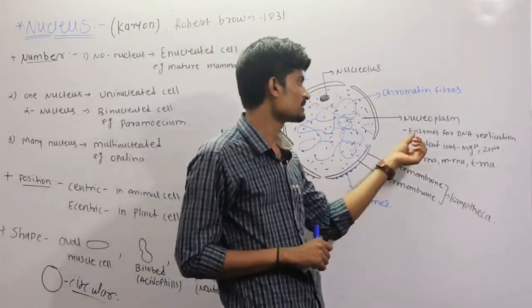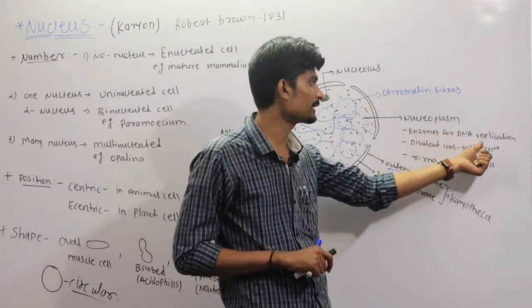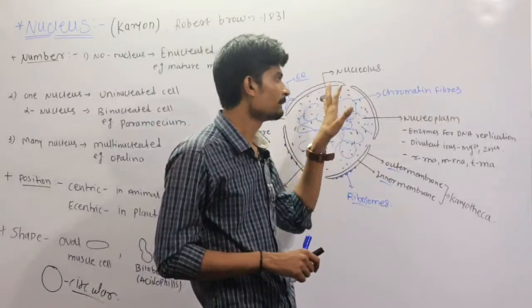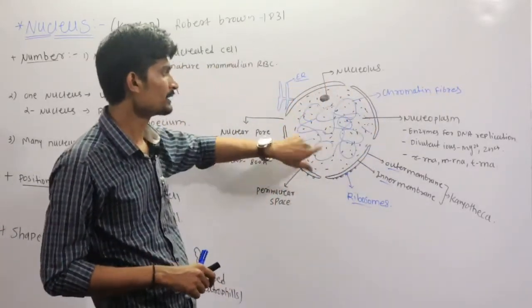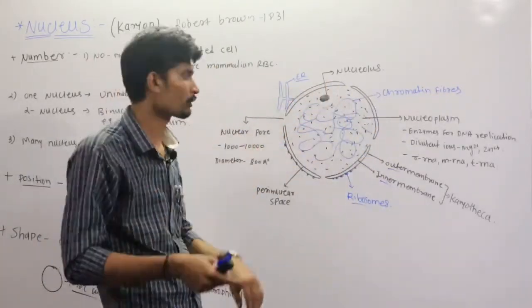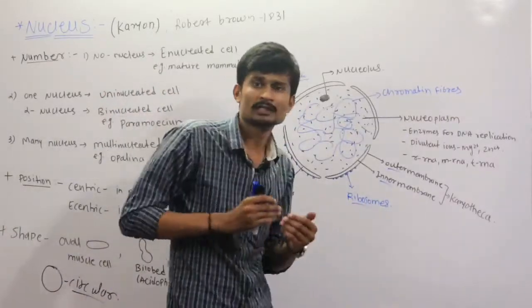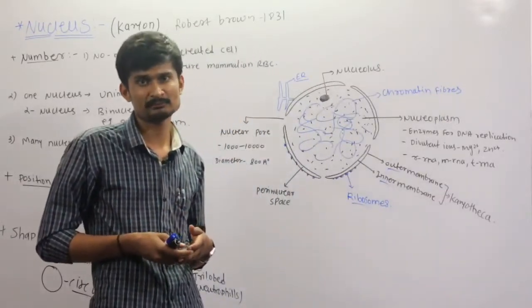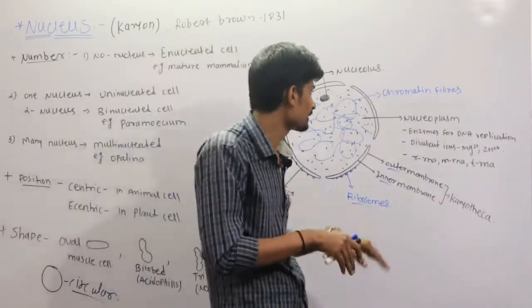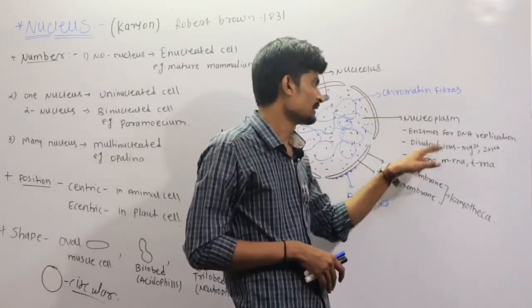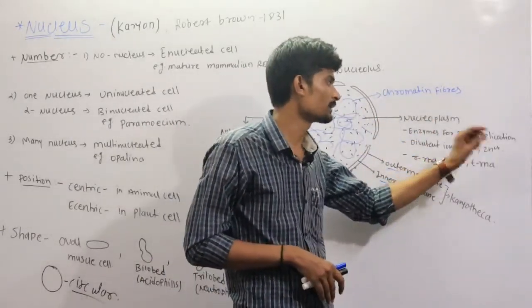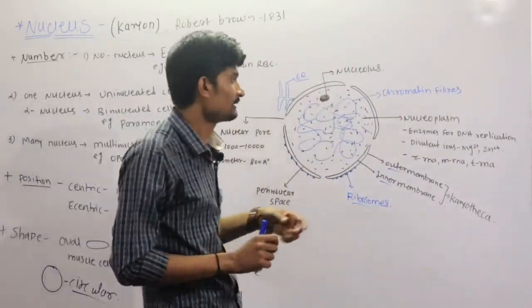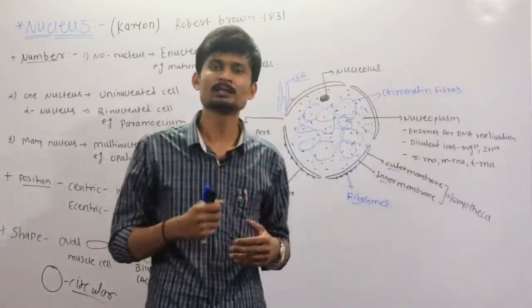The nucleoplasm is rich in enzymes for DNA replication, because the DNA replication process takes place inside the nucleus, because DNA is present inside this nucleus in the form of a network, that is chromatin fiber or chromatin network. There are many enzymes required for DNA replication, like DNA polymerase and RNA polymerase enzymes, present inside this nucleoplasm. Then divalent ions like magnesium 2+ and zinc 2+ are also present in this nucleoplasm, because these ions are required for the activation of the enzymes.